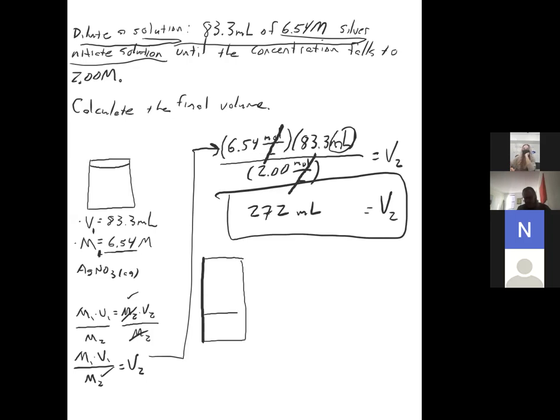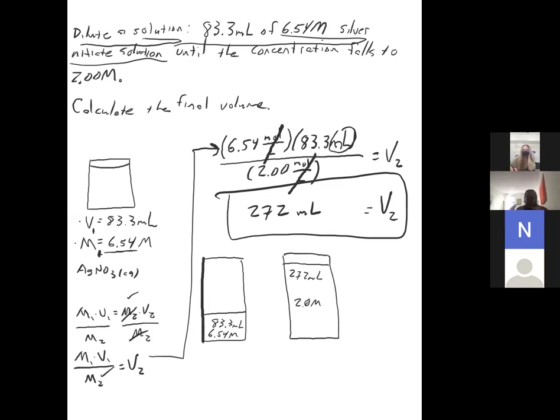We took 83.3 ml at 6.54 molar. We added water to it such that it was 2.0 molar. And now what we're claiming is our total volume is 272 ml. Now, if you think about it, let me go through just estimating. This is a little skill that can sometimes help.